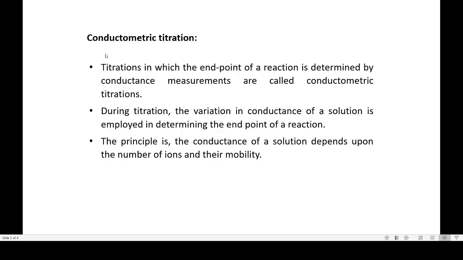Students are familiar with volumetric titration in the practical classes, where a known volume of solution is pipetted into a conical flask, an indicator is added, and a titrant, that is the solution taken in the burette, is added to the solution. At the end point of the titration, the color of the solution changes. That is how we determine the end point.